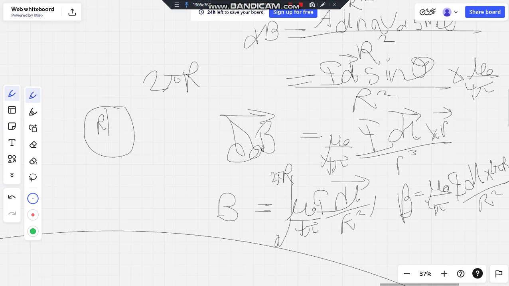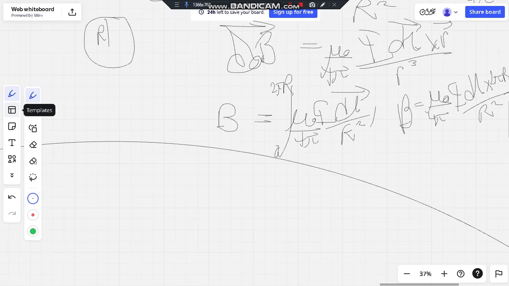In the end, the actual formula will be, let me just do freehand, B equals μ0 by 2 into I by r, IDL by r. So this is the formula for the circular coil carrying current and the magnetic field at the center of that.